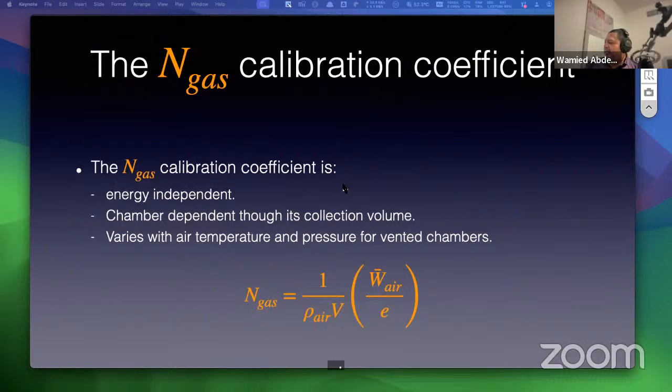So the N-gas calibration coefficient, therefore, is energy independent. Why? Because of the formula. We have the W air over E. This is energy independent. And the density of air has nothing to do with the beam energy, and the volume of the chamber has nothing to do with the beam energy. So this factor is energy independent. It doesn't matter at which energy they obtained this N-gas, you can take it and use it regardless of your beam quality or energy.